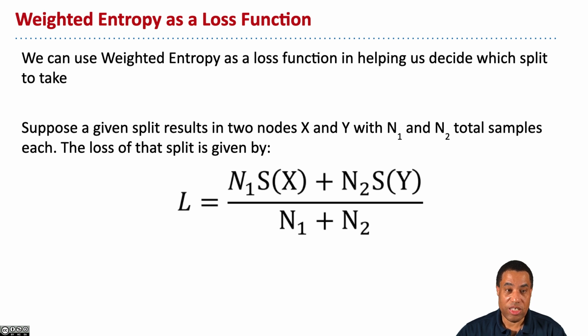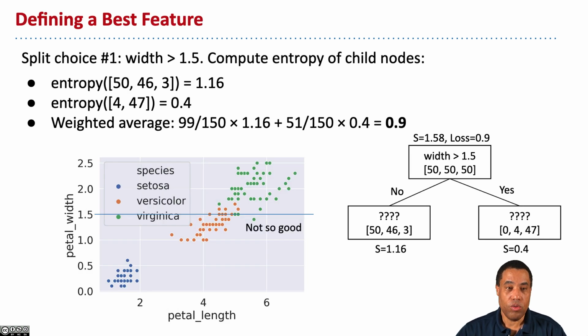And so what we're going to say is that given 2 nodes, X and Y, with N1 and N2 total samples, the loss will be given by N1 times our S function for X plus N2 times our S function for Y, over the total number of samples, so N1 plus N2. Let's see what that looks like in practice with an example.